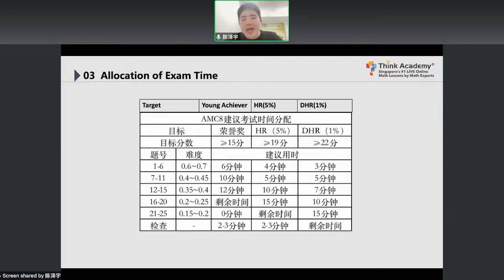Okay, so for the last category, for those who want to win the Distinguished Honor Roll, your aim is to score at least 22 points. At least 22 points means at most 3 questions wrong, right? At most 3 mistakes. If you want to get at most 3 mistakes, you need to spend less time on the first 15 easy questions.